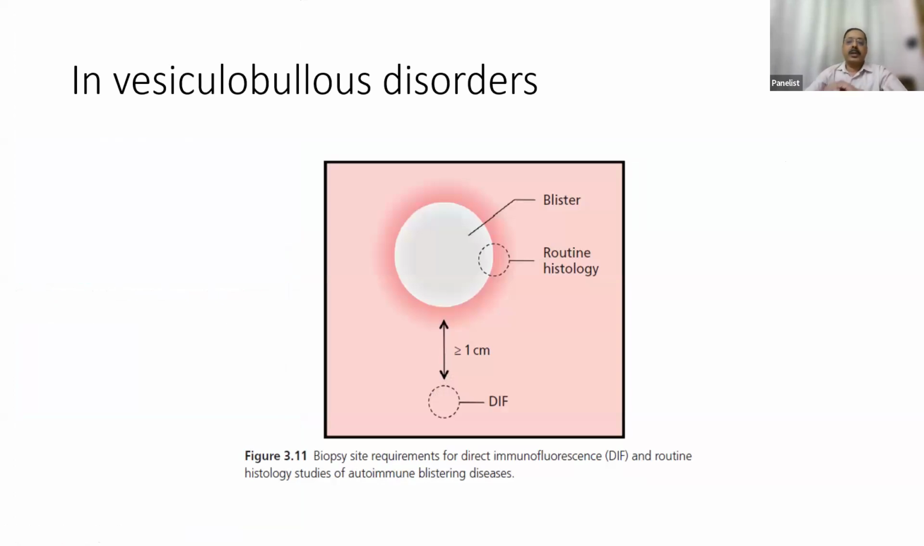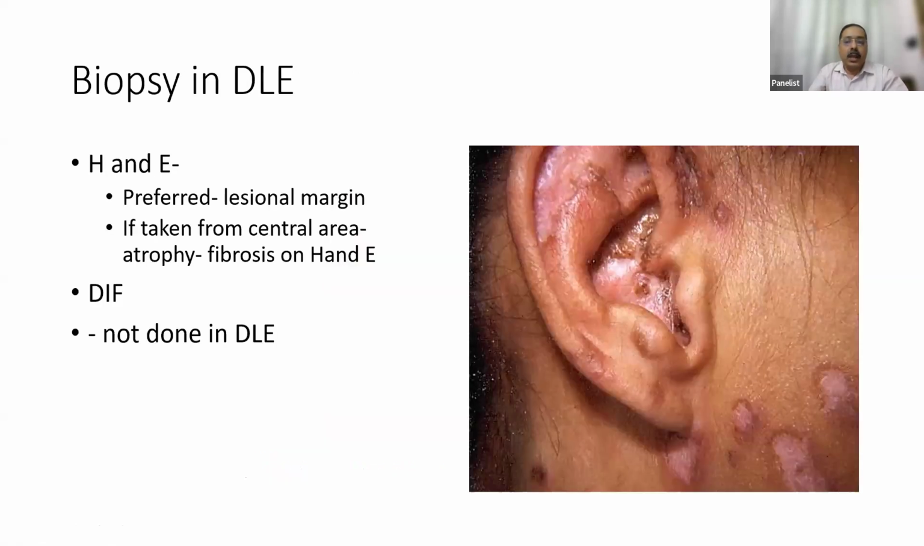One message which I want to put across again is in vesiculobullous disorders, where to take a biopsy from. A routine histology H and E should be taken from the margin of the blister, so that some amount of normal skin is included. But when we're taking for DIF, always take it from outside, 1 centimeter outside. So if you're doing biopsies by yourselves, or if a dermatologist has sent you a specimen, but it is not correlating, ask how the biopsy was taken. That may give you the clue as to why it is not correlating.